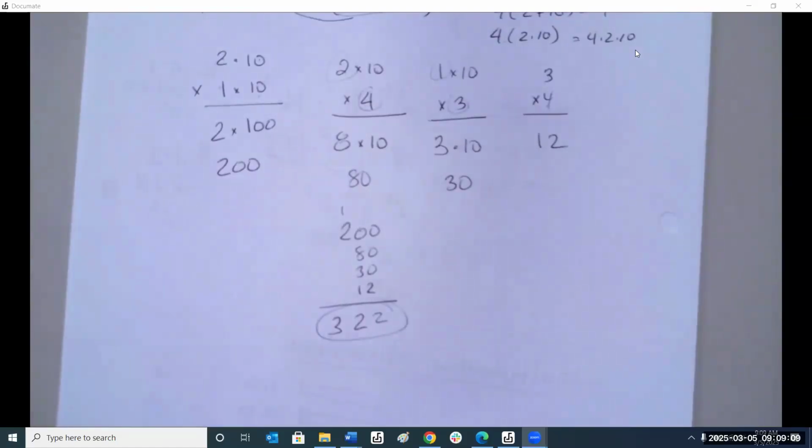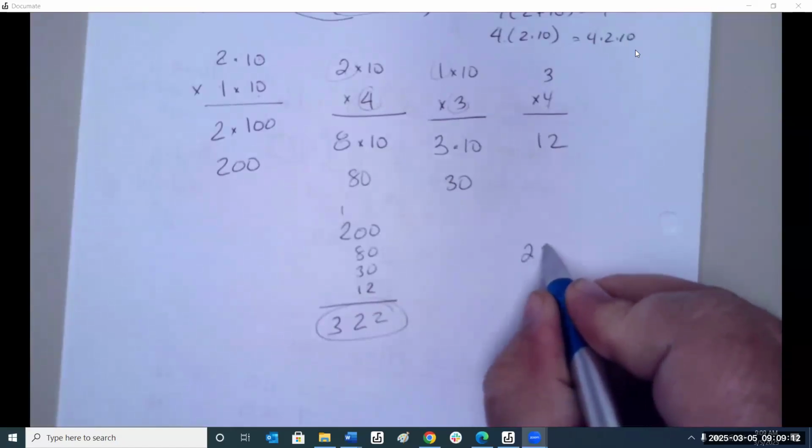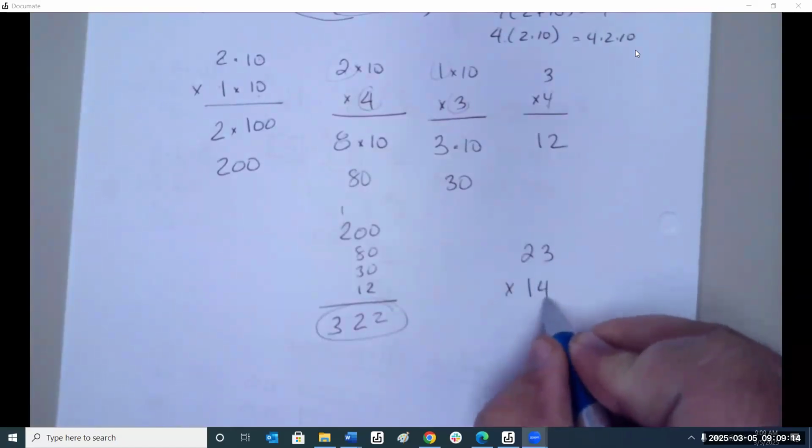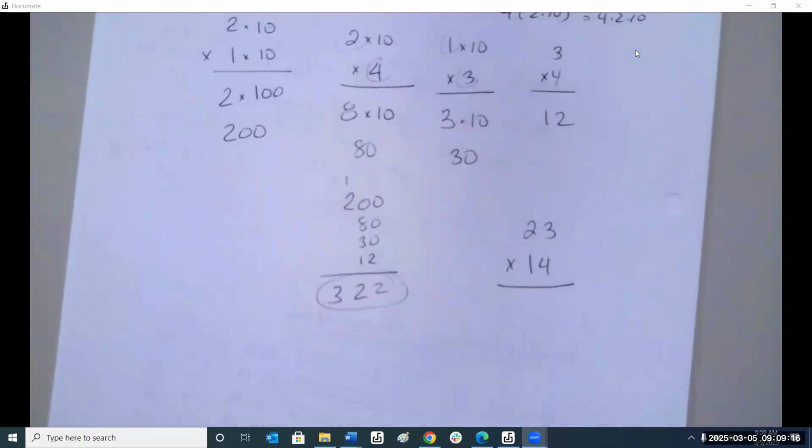Okay, we have to break it down. And then eventually you can show them the shortcut method we all know. But remember, you have to connect it to what they know already.